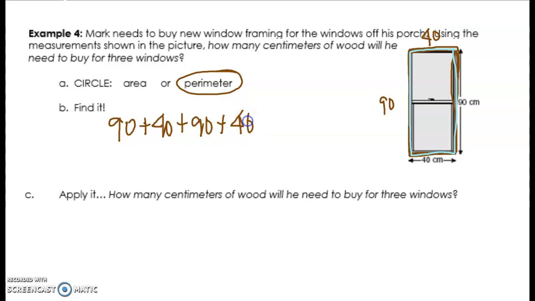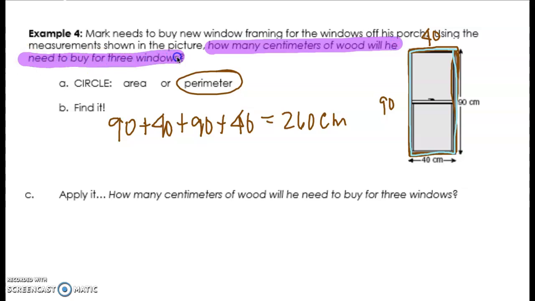But we would need to add 2 lengths and 2 widths. So putting those all together, we would know the distance around that window is 260 centimeters around. So that's our find it calculation. Now, it also says that he needs 3 windows. So if I go to the apply it section, again, italicized here at the end, how many centimeters of wood will he need to buy for 3 windows?